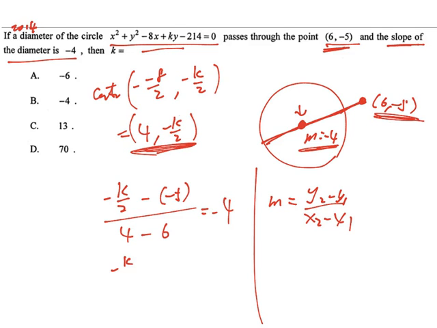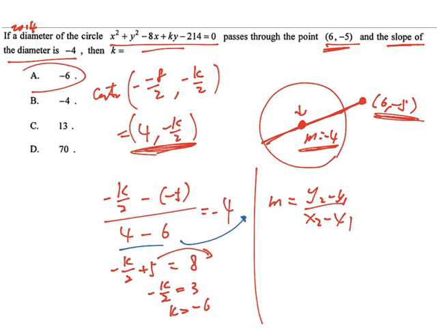Okay, so for the denominator, 4 minus 6, it is -2. -2 times -4, so it becomes 8. And then we continue, -k/2 equals 5, 8 minus 5, so it is 3, because we move this to the right hand side. And finally, times -2, so -6. So the answer for k is -6. So the answer is A.